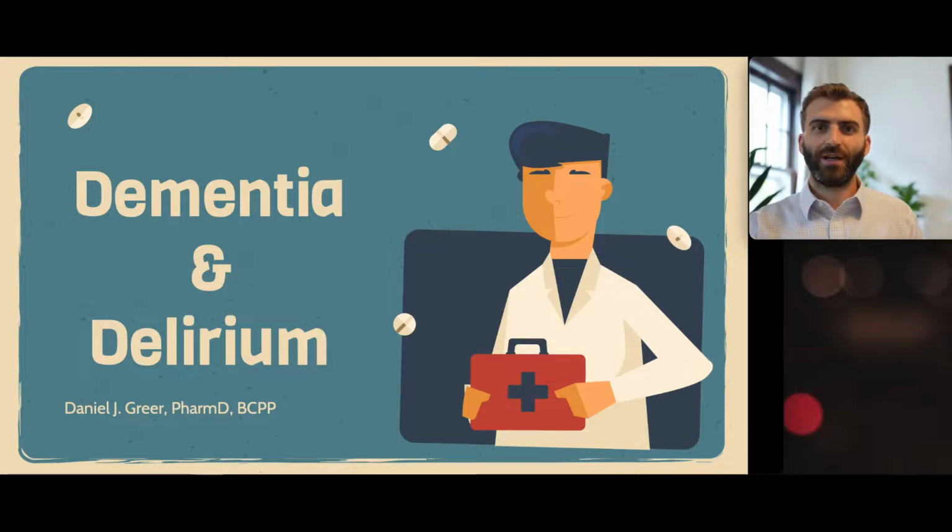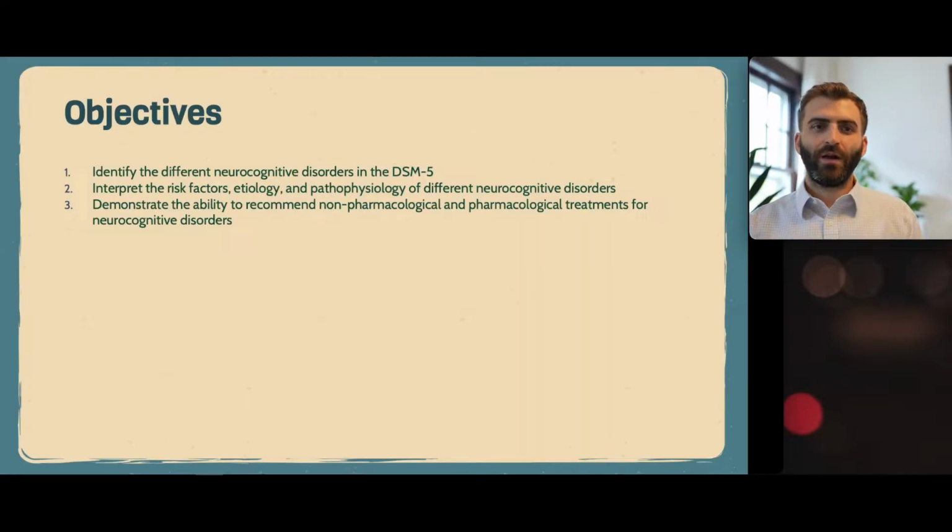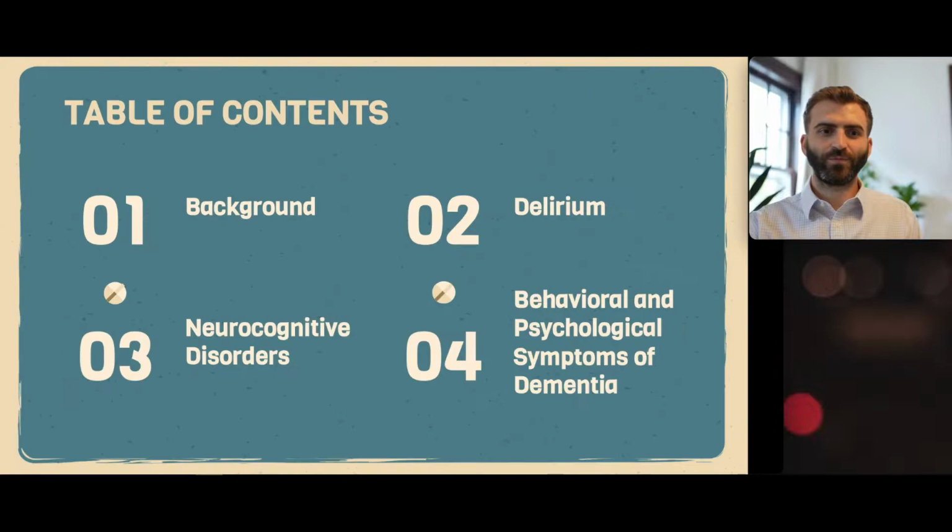on dementia and delirium. I have three major objectives, so hopefully by the end of this presentation you'll be able to identify the different neurocognitive disorders in the DSM-5, interpret the risk factors, etiology, and more for the different neurocognitive disorders, and then finally demonstrate the ability to recommend non-pharmacologic and pharmacologic treatments for the various types of neurocognitive disorders.